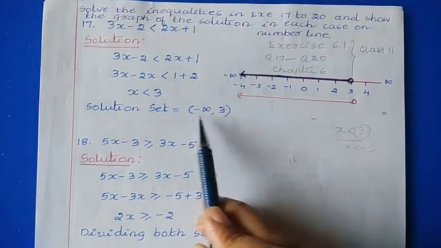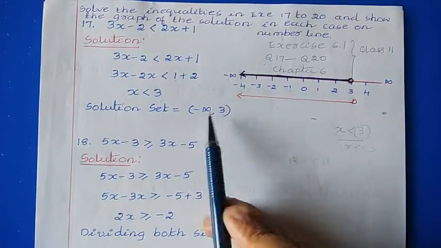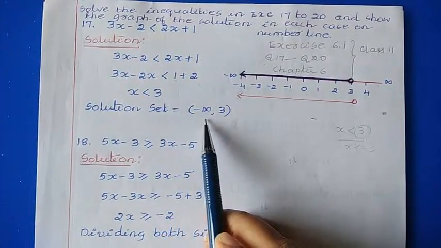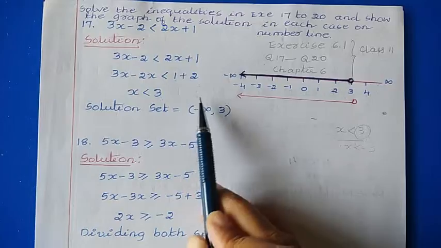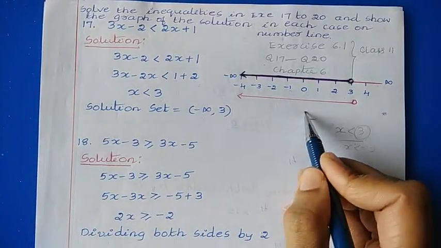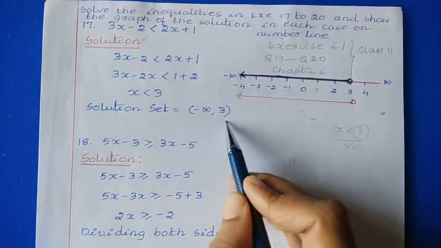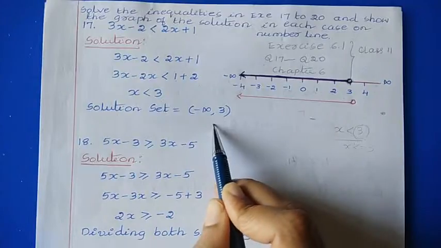And see, I have used an open interval here because 3 is not included, as well as we don't know the end point. Suppose if 3 is included, then you have to use a square bracket, that is a closed interval. Now I am using an open interval.